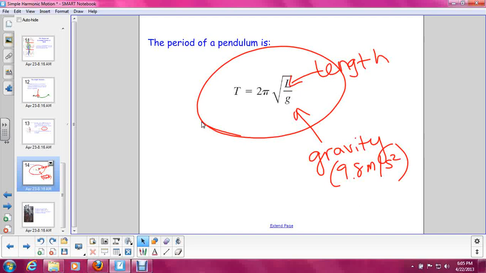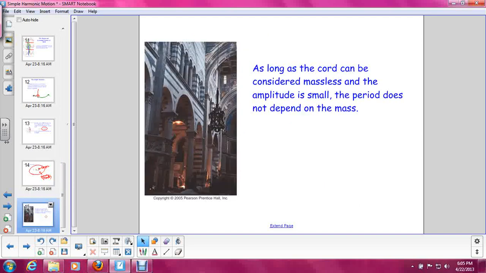The really crazy thing about pendulums is that the period does not depend on the mass. So if you have a 4-foot string and you put a 1-pound ball on the end and you displace it a certain amount and let it go, it will have the same period as if you take that same 4-foot string and you put a 100-pound mass on the end and displace it the same amount. The only thing that will affect the period of a pendulum is the length of the string.